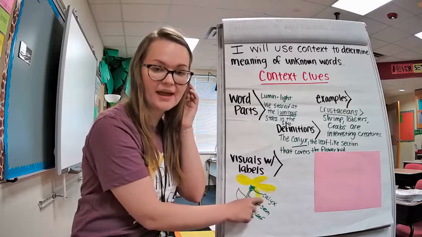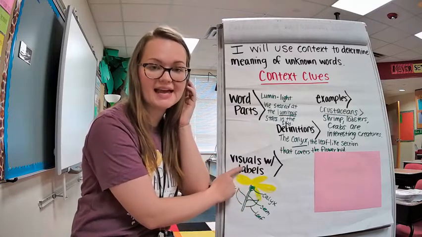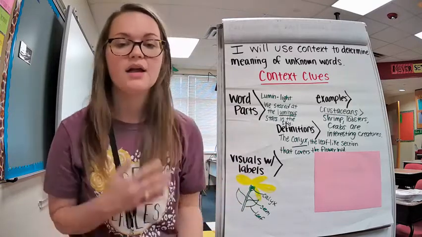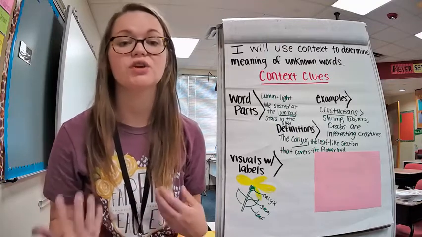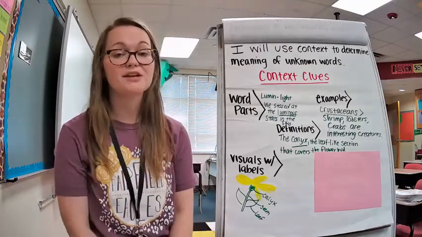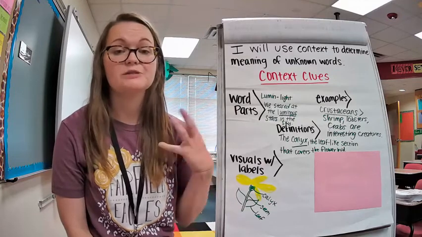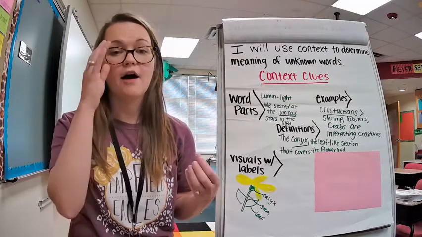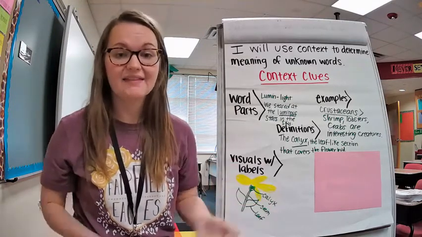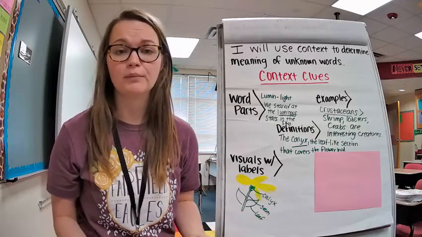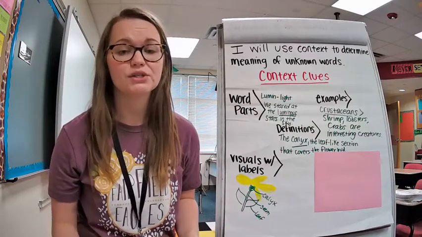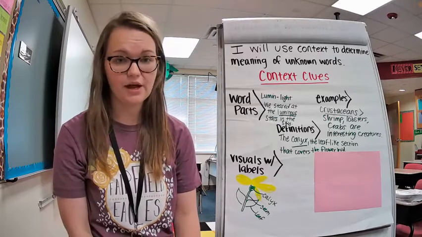So that is another way an author can help you understand a word that you're not sure about, with a visual or a label. That's something else you can look for when you're reading, especially informational text that's very specific to a certain topic. Authors want you to understand. That's the whole point of writing it, to inform you. So they will give you context clues to help you understand words that you don't know.